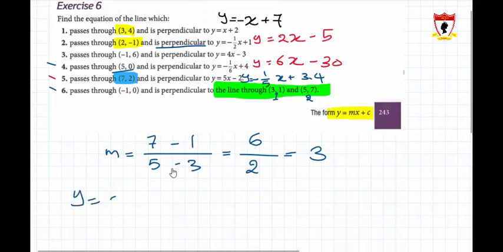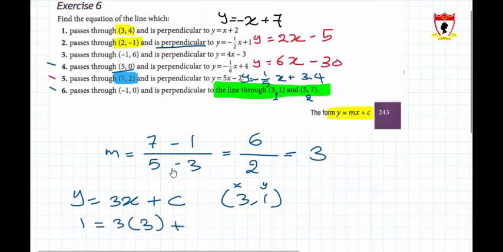So y equals 3x plus c. Whenever we have plus c, we can pick one point. We have 2 points. Let's pick one of them to help us find c. Then 3 in place of x, 1 in place of y, because always the first number is x, the second number is y. Then 1 equals 3 times 3 plus c. 3 times 3 is 9. 9 plus which number will be 1? 9 plus negative 8 will be 1.